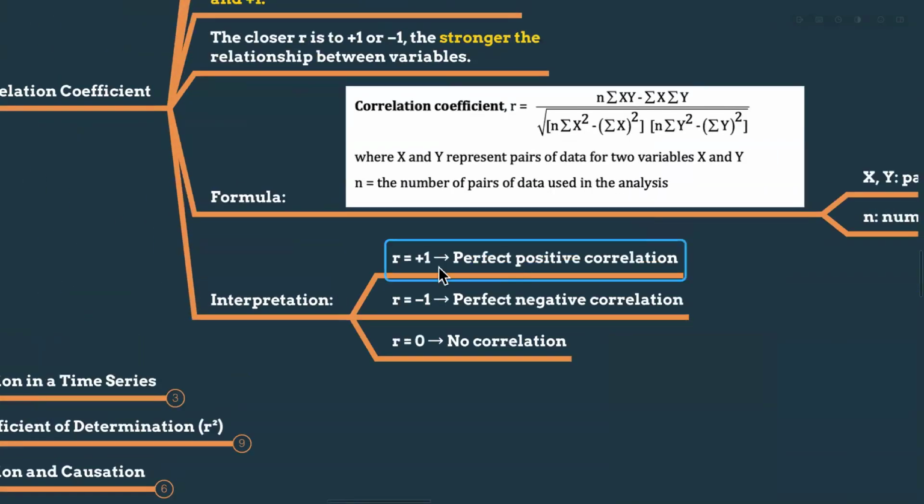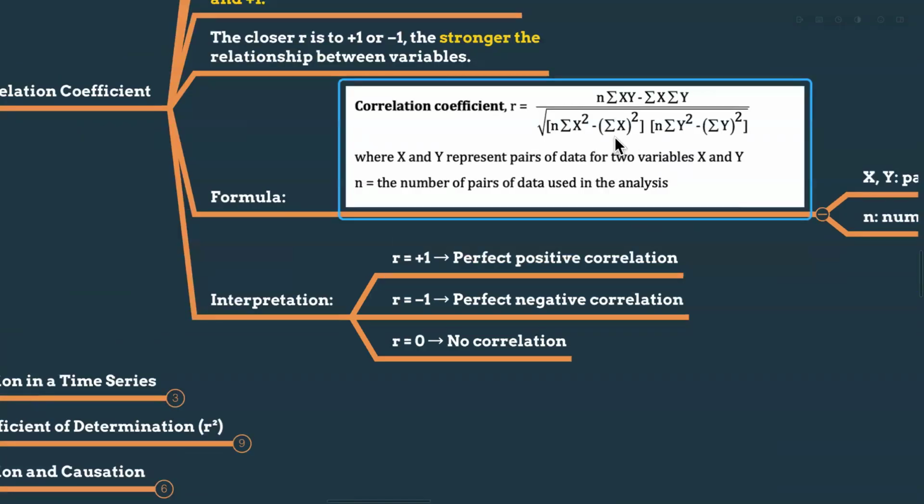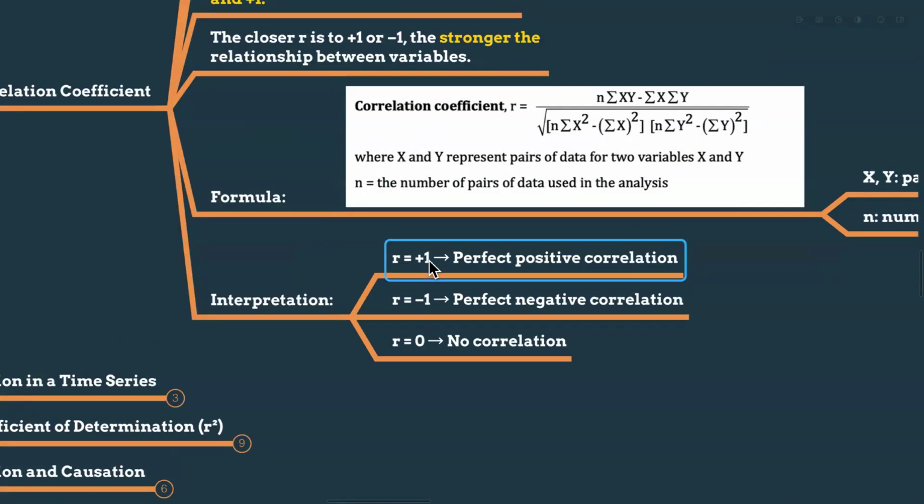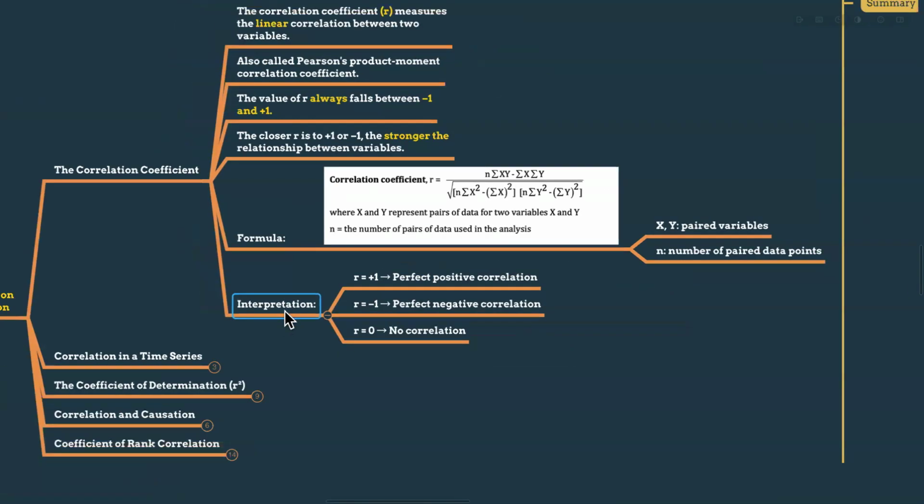So the interpretation is, if you get an R from this formula: if it is +1, it is a perfect positive correlation, because it won't go beyond +1. If you get -1, that's a perfect negative correlation. If R is equal to 0, there is no correlation. So this is how we introduce it.